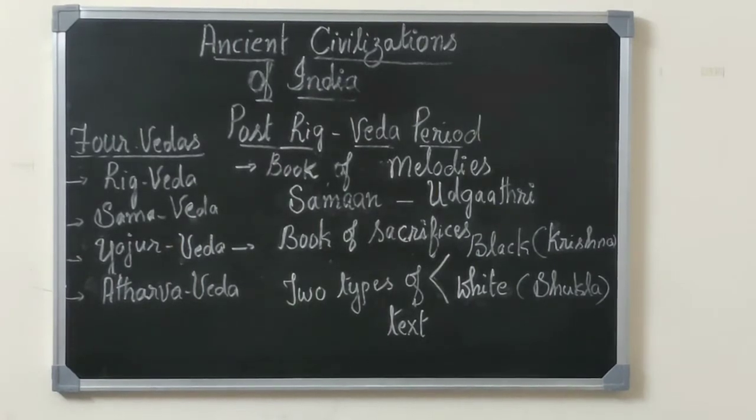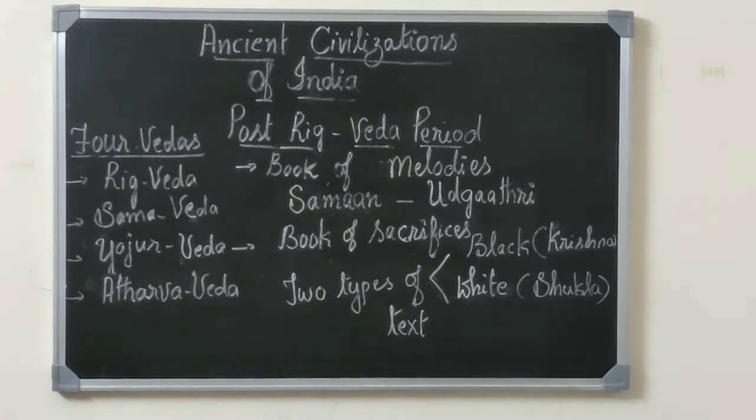These three Vedas are named after three priests who conducted three different types of yajnas. Okay, now let us do Samaveda. Samaveda is a book of melodies, whose priest was called Udagatri. What do you mean by Udagatri? That is a priest who sings melodiously, a singer, was called Udagatri.